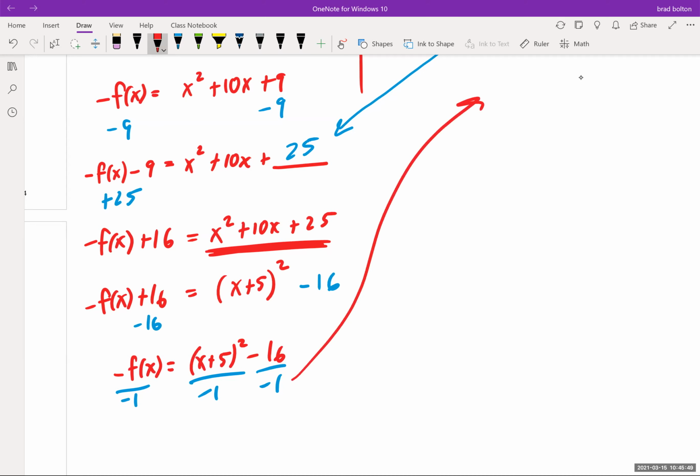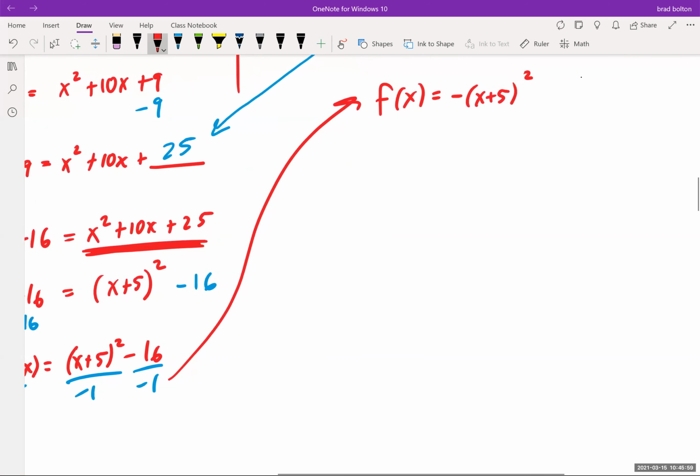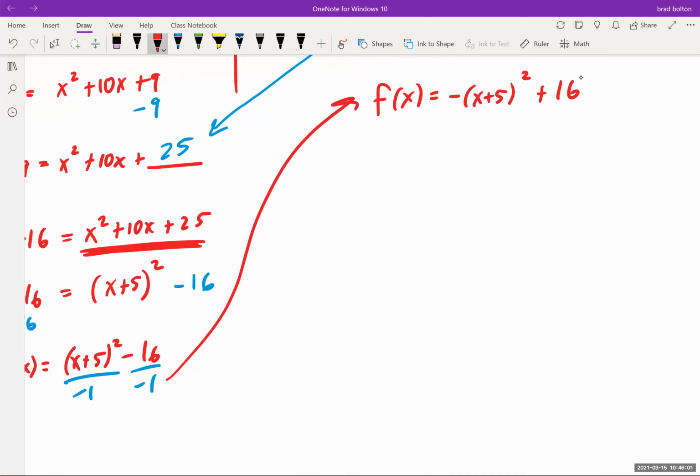So let's go over here. So now I have f of x equals negative x plus 5 quantity squared plus 16. Okay. So we now have vertex form, right? So this is now vertex form.